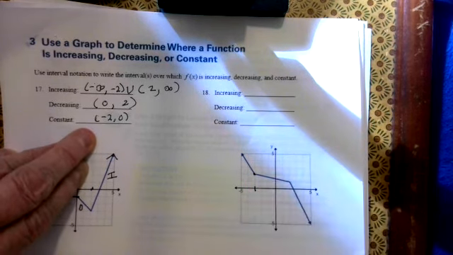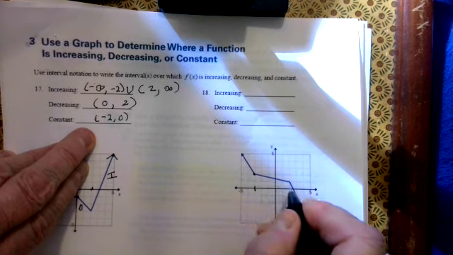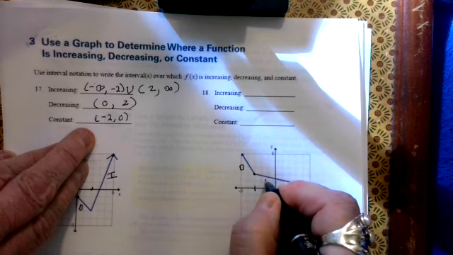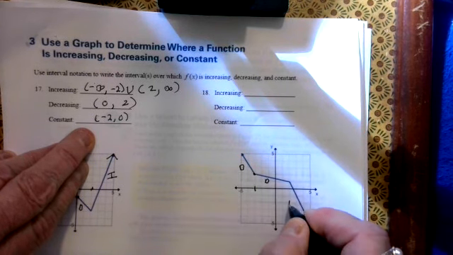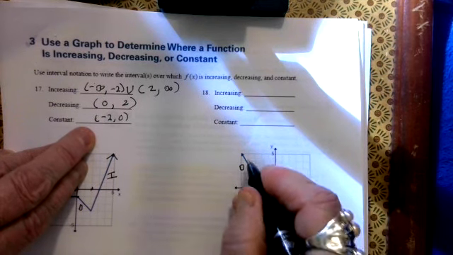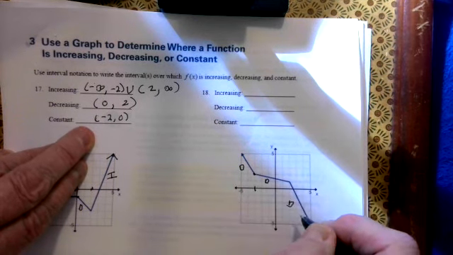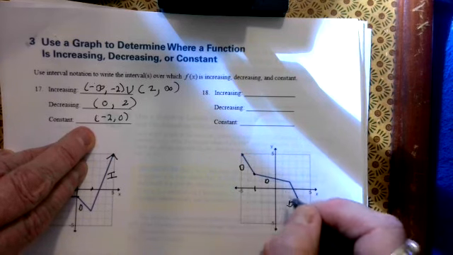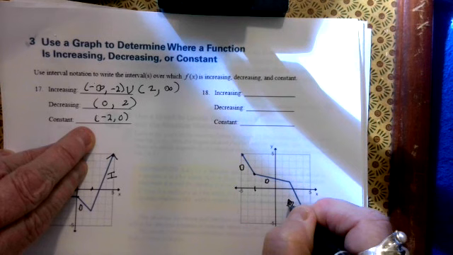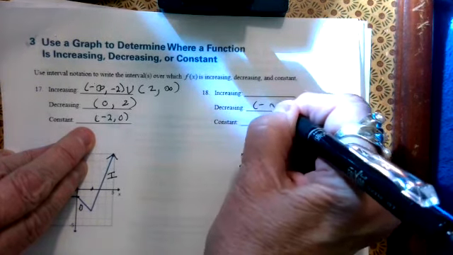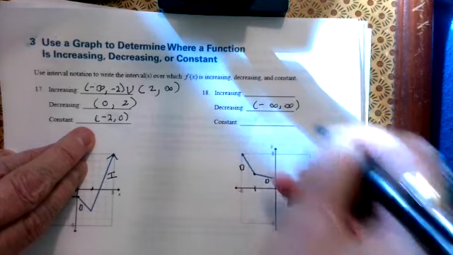Oh, wait a minute. It doesn't stop decreasing here. It keeps decreasing, doesn't it? Because, yeah, it's decreasing here, but it's still decreasing. And then it's still decreasing. So really, all of these intervals that are connected have decreasing. As the X gets bigger, the Y gets smaller. So this is decreasing from negative infinity to infinity.